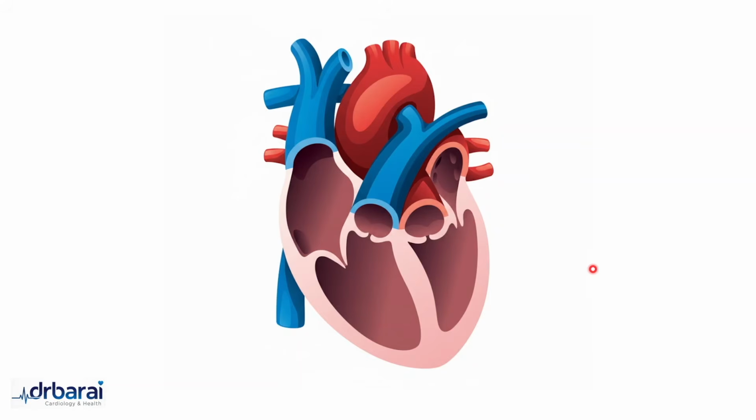So this is the heart, as you can see. To get oriented with this animation, this is the right atrium, tricuspid valve, right ventricle. This is the left ventricle here, left atrium is here, and this is the mitral valve. This is the aortic valve.